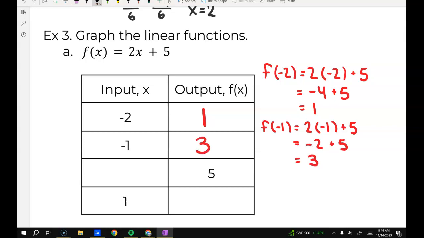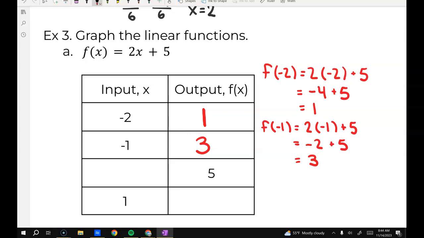And I know these are easy enough to do in your head. Like, yes, you could multiply 2 times -1, then add 5 in your head. But when things get longer, it's worth practicing using this notation to keep all your pieces together.